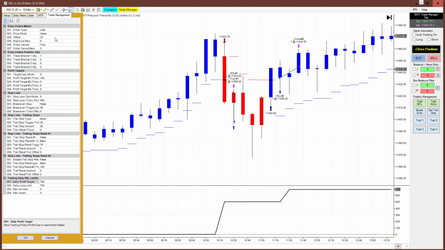So there are some drawbacks to backtesting. It can be accurate in some respects, but then there's other areas where it's not accurate. So let's take a look at the backtest for this 10-minute chart.